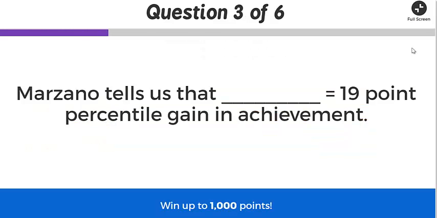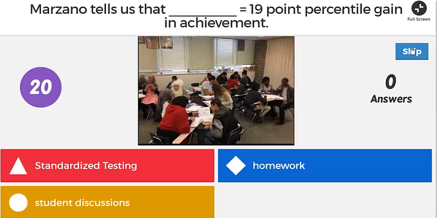All right, here's the third question. Robert Marzano tells us that something equals a 19-point percentile gain in achievement. And Marzano is the guru of building academic vocabulary. He's not even talking about newcomers here. He's talking about just your average learner.